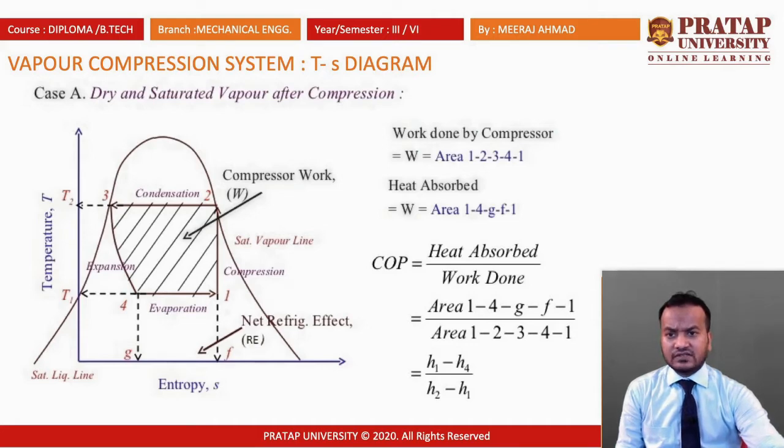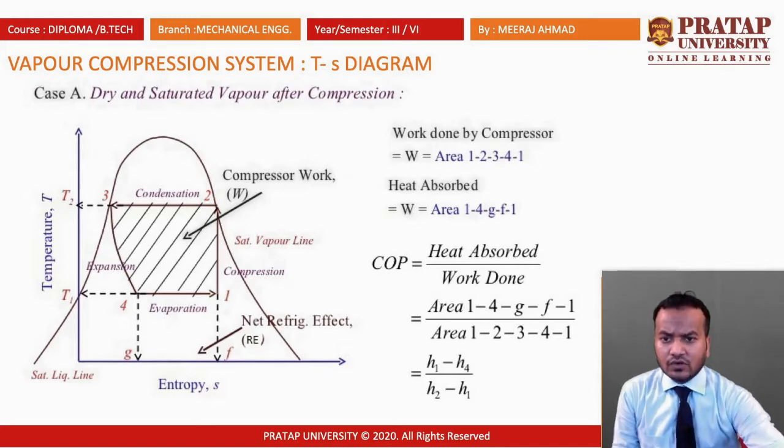The first case is dry saturated vapor after compression. Suppose after compression the refrigerant is dry saturated vapor. How can you draw the TDS diagram? First, you point the dry saturated vapor here. Dry saturated means the outlet of the compressor is at the vapor saturated line. You already know that in the compressor the process is adiabatic.